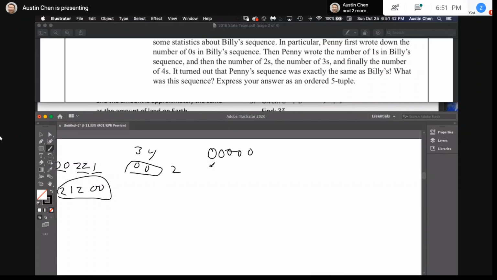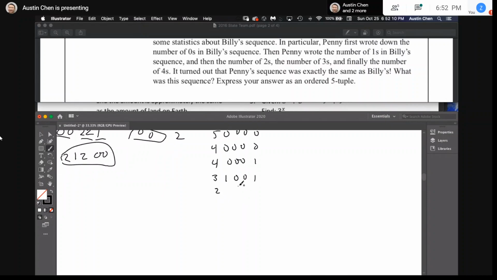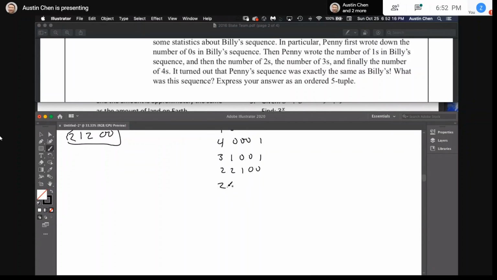So to describe this sequence, it would be 50000, right? Because we have five zeros and nothing else. And then to describe this sequence, that's four zeros, and we can't describe it five, right? So then we just have zeros. And then to describe this sequence, we have four zeros and one four. So it's 40001. And then this sequence, we have three zeros, one one, and one four. So then we're at 301001. We have two zeros, two ones, one three, and nothing else. And then this sequence, we have two zeros, one one, two twos, and nothing else. And then this describes itself, so that's your answer.